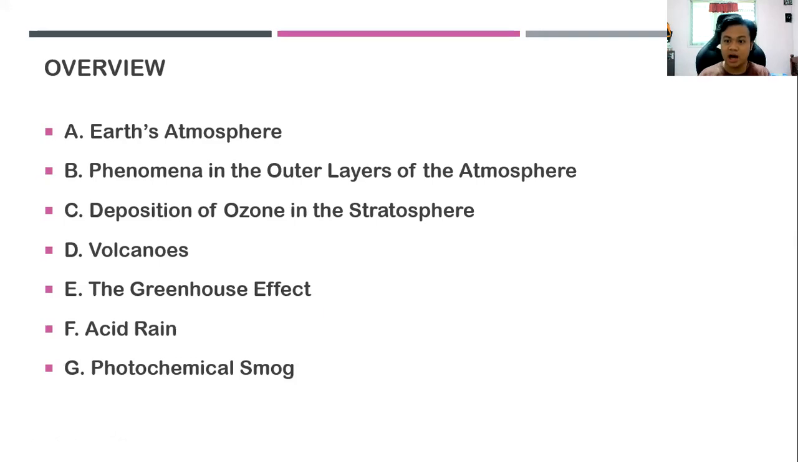So, what we will learn today is the chemistry of the atmosphere. Here is the outline of our lecture this afternoon. First, we will talk about the Earth's atmosphere, what is in it, and then what the processes in it are, and then phenomena of the outer layers of the atmosphere. Then we will also learn about the depletion of ozone in the stratosphere, and then volcanoes, the greenhouse effect, and acid rain, and then photochemical smog.